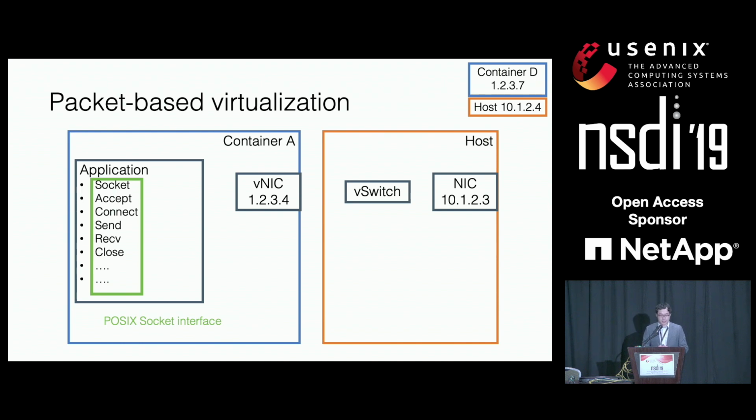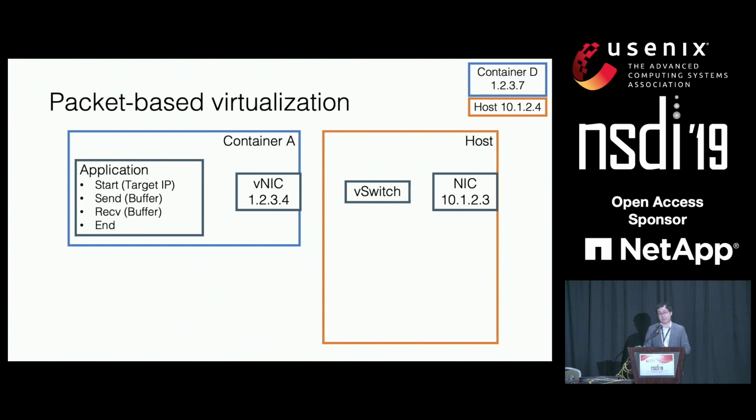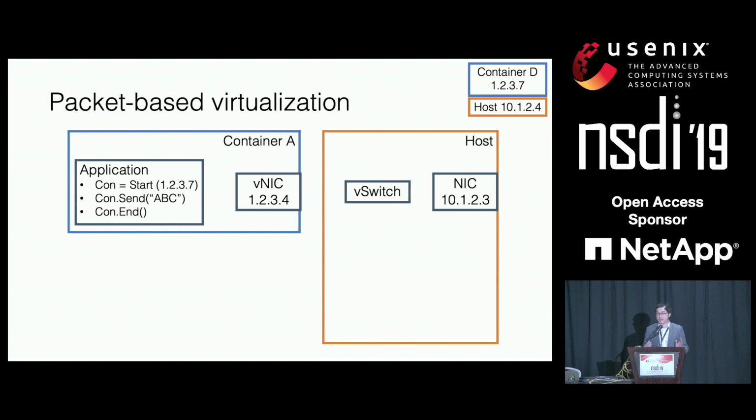Because the POSIX socket interface is so complex, let me explain this example with a much simpler interface. Only four calls: one to start creating a connection with some target IP address, one to send a buffer, one to receive a buffer, and one to tear down a network connection. Let me write a very simple application using this interface. Basically, the application says, let me create a connection to destination 1.2.3.7, send a buffer which contains ABC inside it, and then tear down this connection. So how does this work on packet-based virtualization?